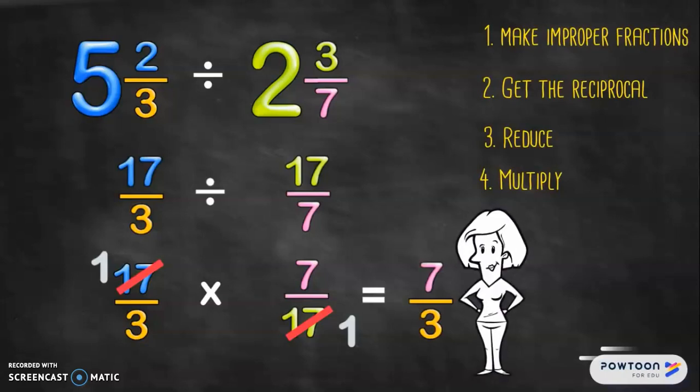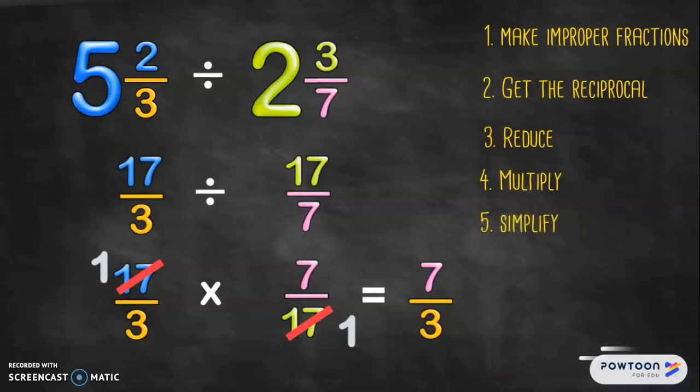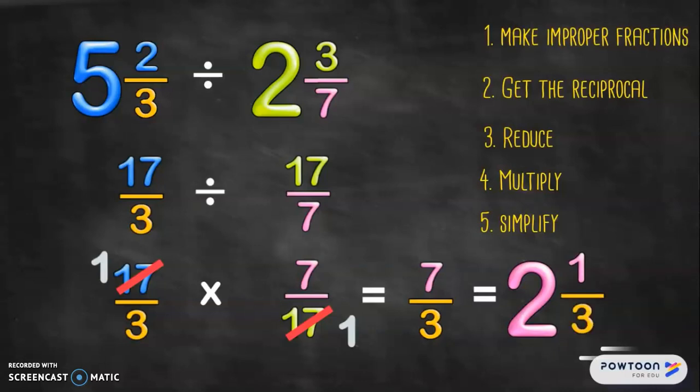You know we never leave our answer as an improper fraction. Simplify it. Change it to a mixed number at the end. So, how many 3's in 7? 2 whole groups of 3 are 6, and there's 1 left over. Keep the denominator of 3 and we're done. 2 and 1/3 is your answer.